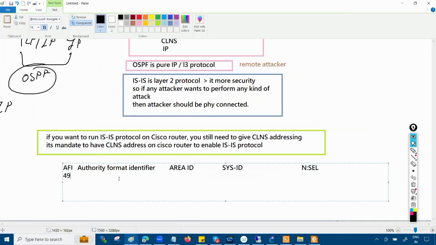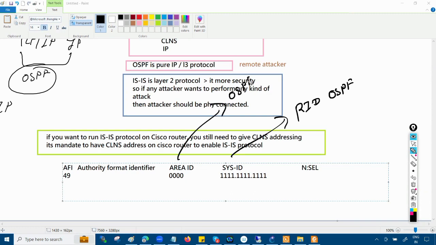Then next part, we have the area ID. As I told you, for the area ID you can use anything, like 0, 1, 2, 3, a 32-bit number. I just say that right now it is 0000. That's my area ID. Then we have the system ID. I can use 1111. That's the format of giving the system ID. Again, this system ID you can correlate with the router ID of the OSPF protocol. Area ID is the same as your OSPF area ID.